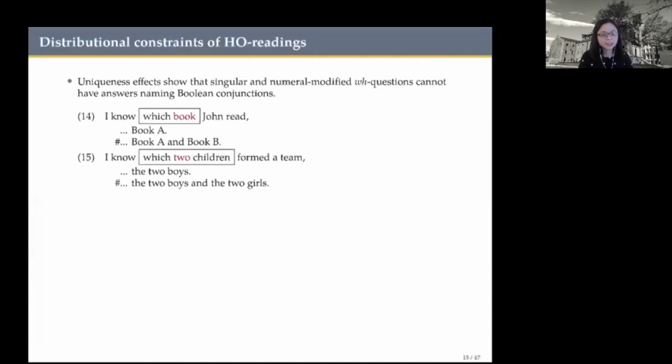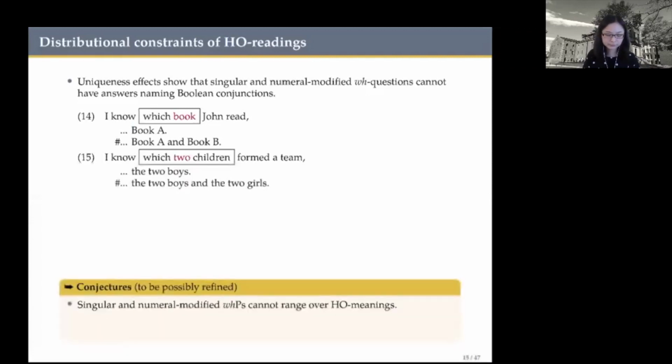Previously, we have said that uniqueness effects show that singular and numeral Dabbage questions cannot have answers naming Boolean conjunctions. So it's bad to say, I know which book John read, book A and book B. It's bad to say, I know which two children from the team, the two boys and the two girls. Based on this uniqueness effect, one plausible conjecture is to say maybe singular and numeral Dabbage phrases cannot range over high order meanings. And later I'll show that this conjecture might be a little too strong, but this seems to be plausible for now.